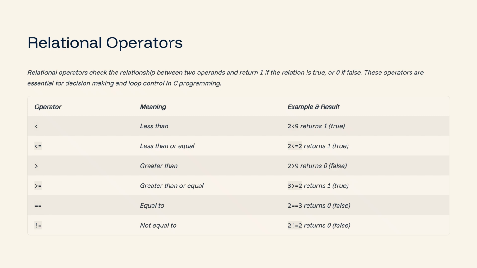Likewise, if you see 2 equal to 3, it is going to return false, it is 0. 2 not equal to 2 returns 0, it is false. So, for example, if A is greater than B, this checks whether A is greater than B. Relational operators are heavily used mainly in programming constructs like if, while loop, for loop, and do while loop.